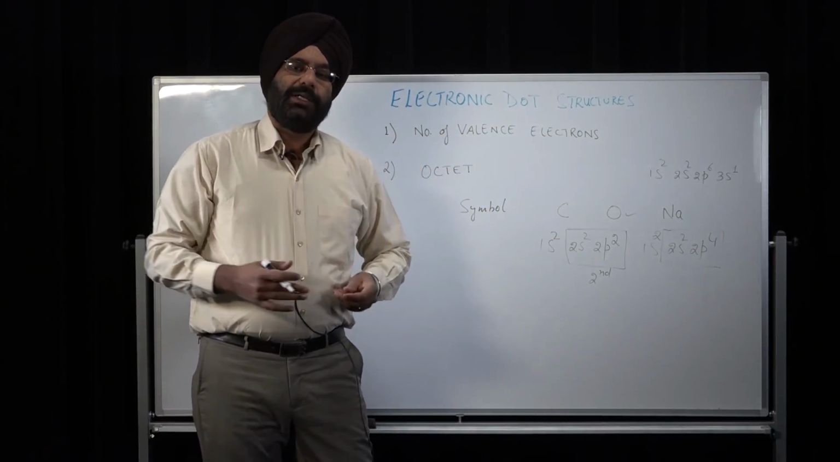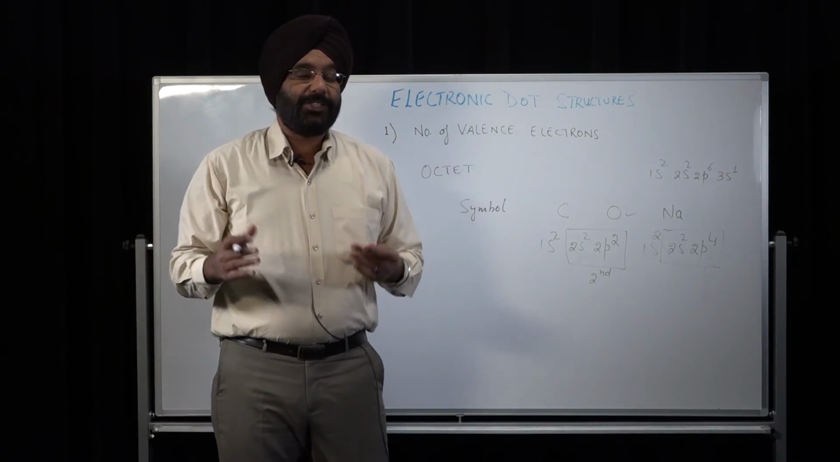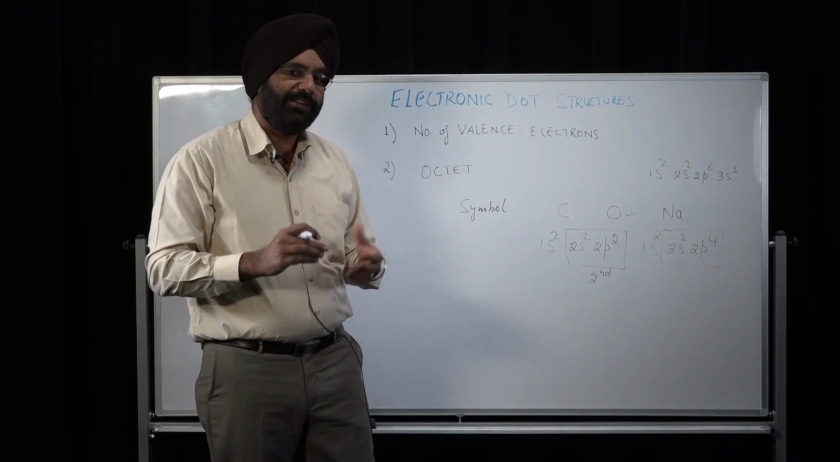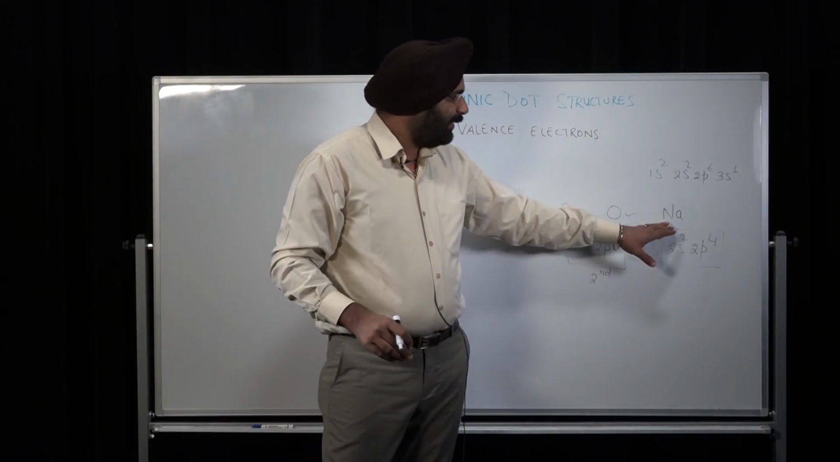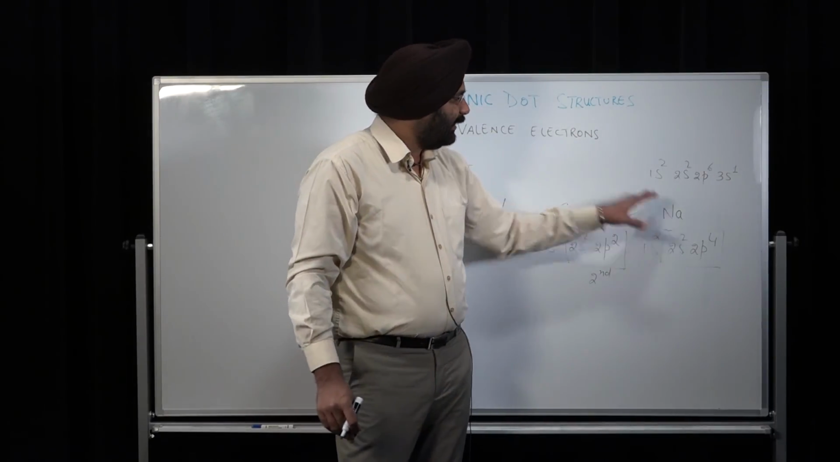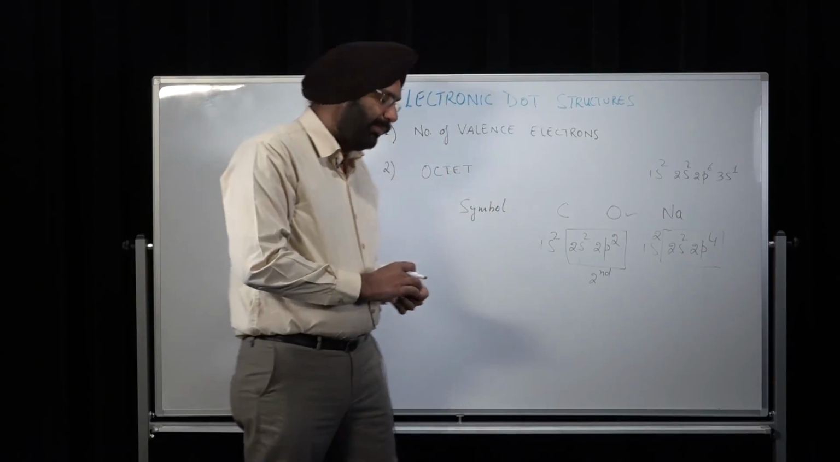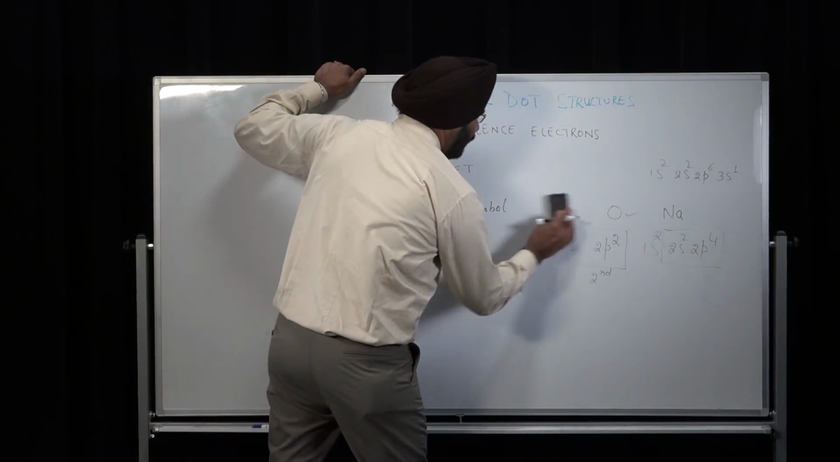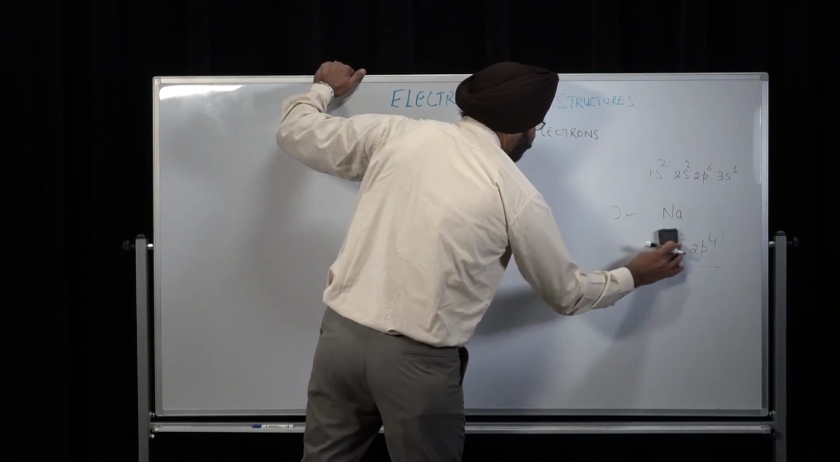And I can also infer from it that sodium will belong to the 1st group in the periodic table. And in fact, that's the case. Sodium is present in the 1st group in the periodic table. So I'll say the number of valence electrons for sodium is 1. So that's how we determine the number of valence electrons.